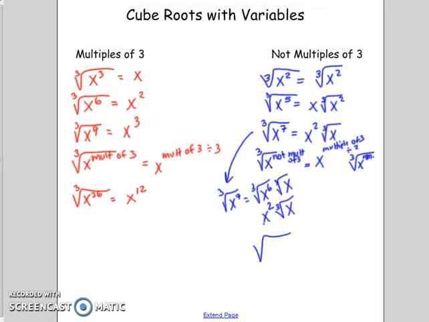So if we look at another one, the cubed root of x to the 29th. My closest multiple of 3 would be 27, and that means I have 2 left over. So the cubed root of x to the 27th, 27 divided by 3 is going to give me 9. So I have x to the 9th, and then I have the cubed root of x squared left over.